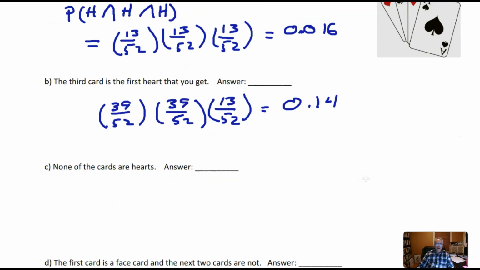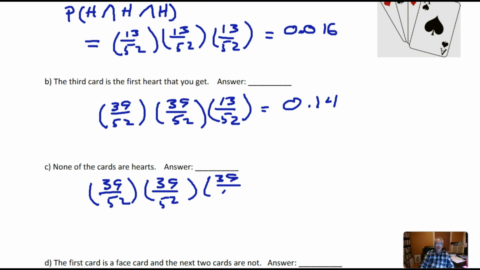All right, none of the cards are hearts. Well, so it would be the probability that the first card is not a heart times the probability the second card is not a heart times the probability the third card is not a heart. They're all the same there, 39 out of 52. And that ends up being 0.42. Pretty good chance of that happening, that if you're dealt 3 cards, none of them will be hearts. All right, about 42% chance.